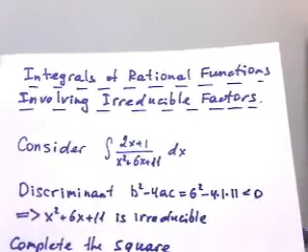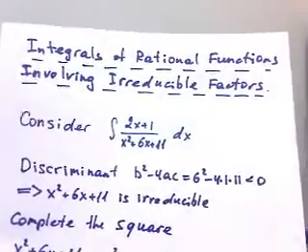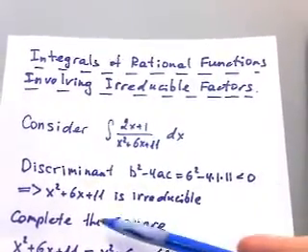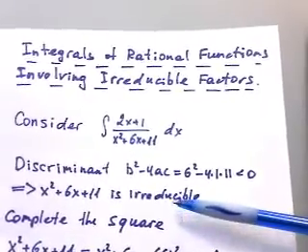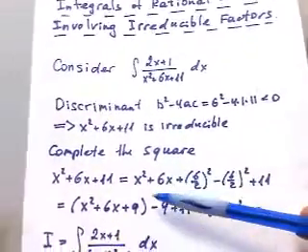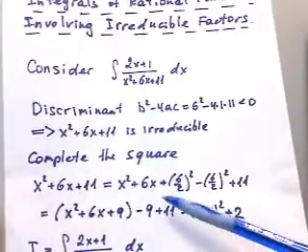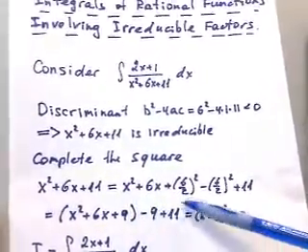this case is negative. And if it is negative, it means that the factor x squared plus 6x plus 11 is irreducible. It cannot be factored. In this case, we complete the square. To complete the square, we need to add and subtract something to have a perfect square inside.